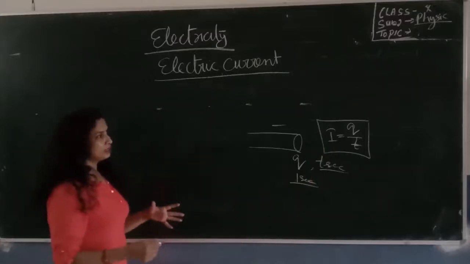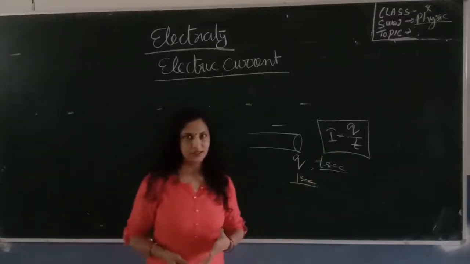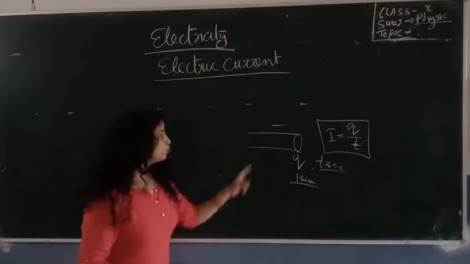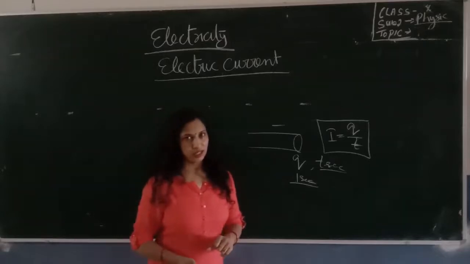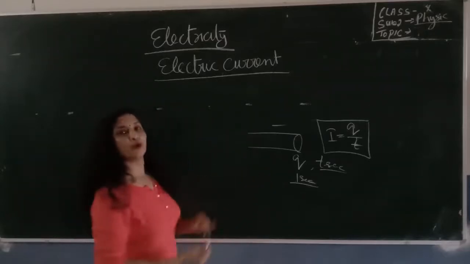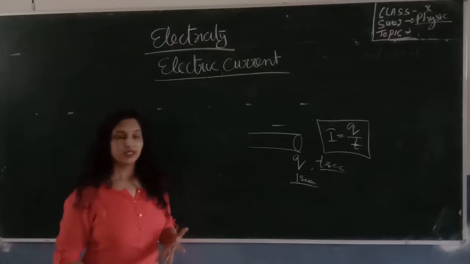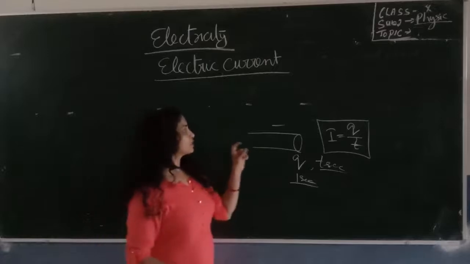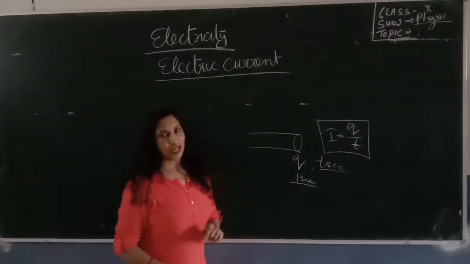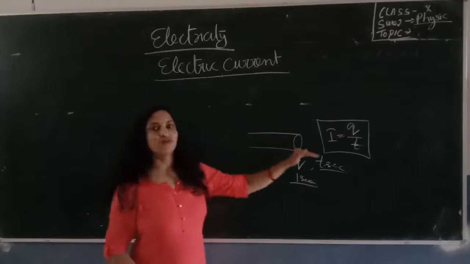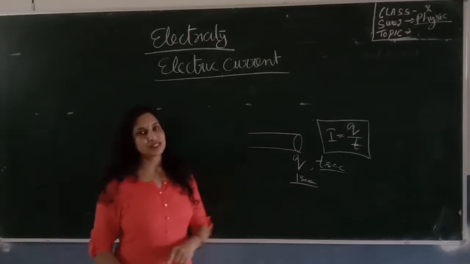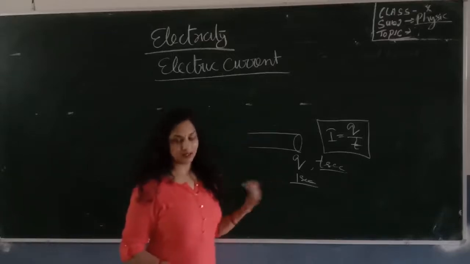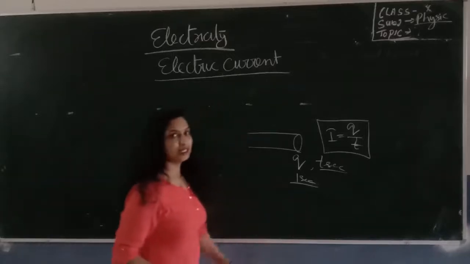Mostly metals contain free electrons, while non-metals do not. If we provide a potential difference between the two ends of a metal, the electrons get a direction for their motion. This flow of charges, this flow of free electrons, is called current. So actually the current is the flow of electrons in a metal wire. That is how we can define electric current.